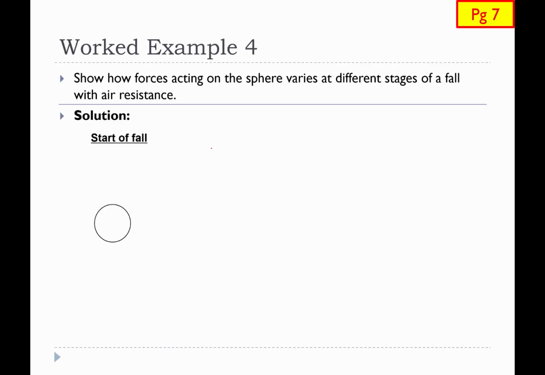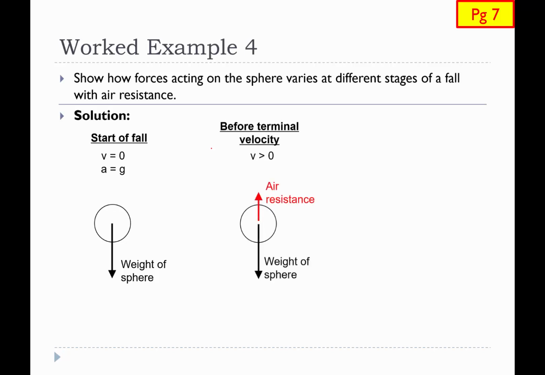At the start of the fall, velocity is zero, so only the weight of the sphere is acting on the object. So the acceleration will be g, 9.81. Before the object reaches terminal velocity, it will actually accelerate. v is greater than zero, resulting in some air resistance acting on the object, but still smaller than the weight. So the net force will now be smaller than the weight, but still greater than zero. Acceleration is less than g, but still greater than zero.